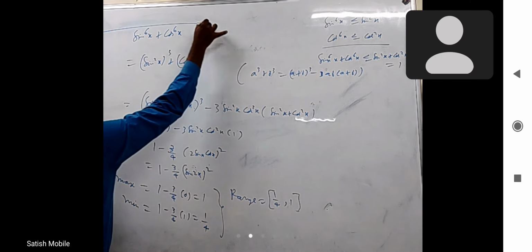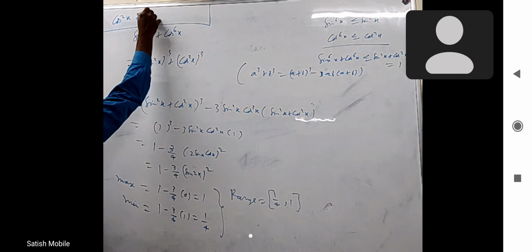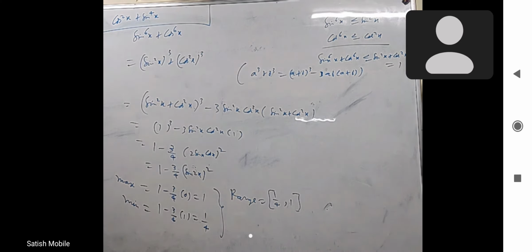Those who completed this, the next question is cos square x plus sin power 4x. Try to find the range of this.